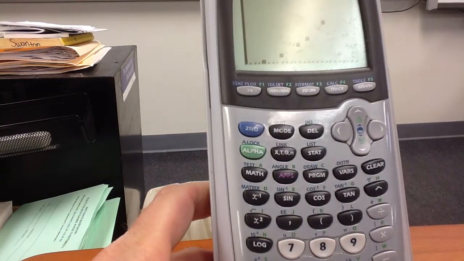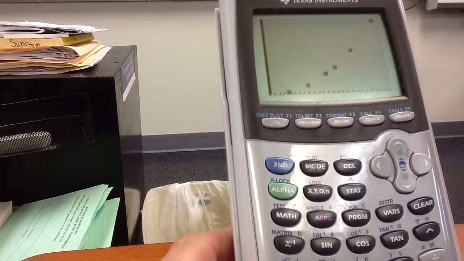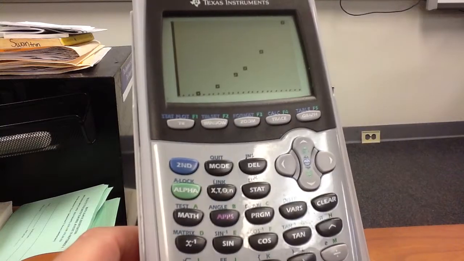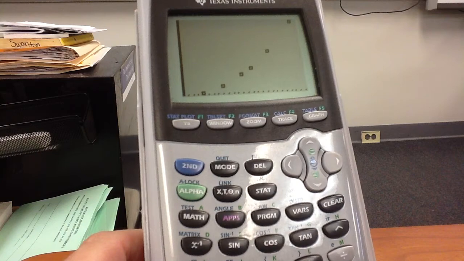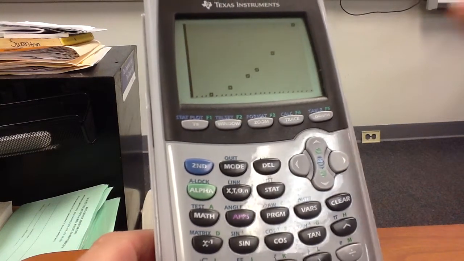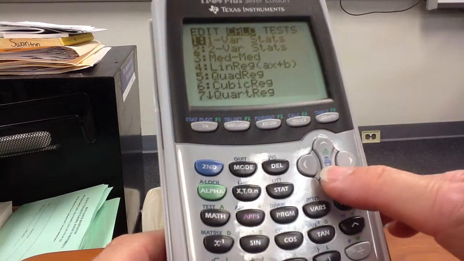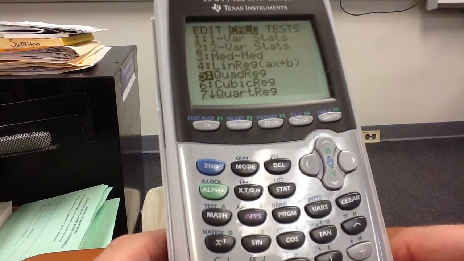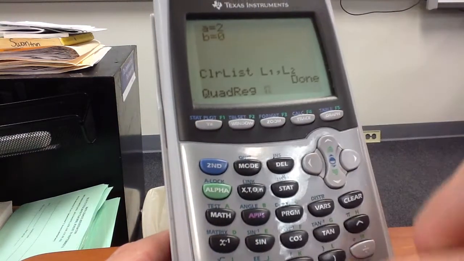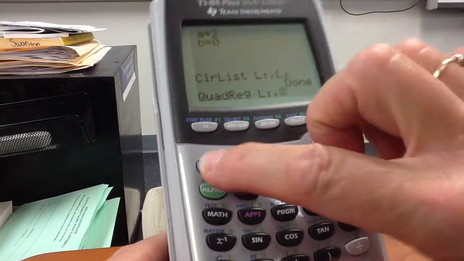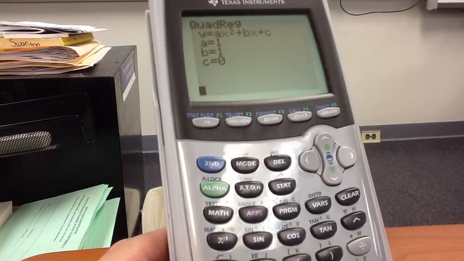And there we go. Now, boys and girls, take a look at that shape right there. That does not look like a line. That looks like a piece of a parabola. So to write the equation this time, I'll go back to Stat, over to Calc, and down to quadratic regression. I will tell the calculator to work on L1 and L2, and it will give me the equation.